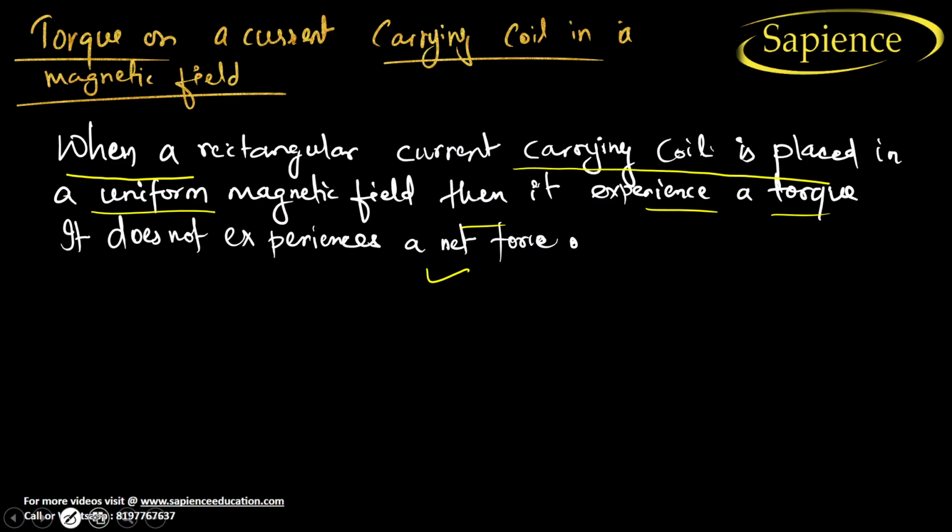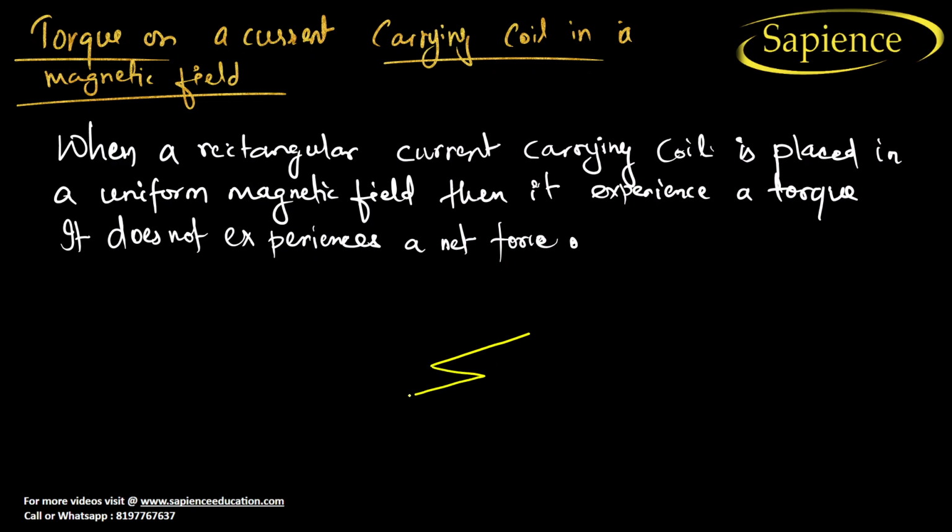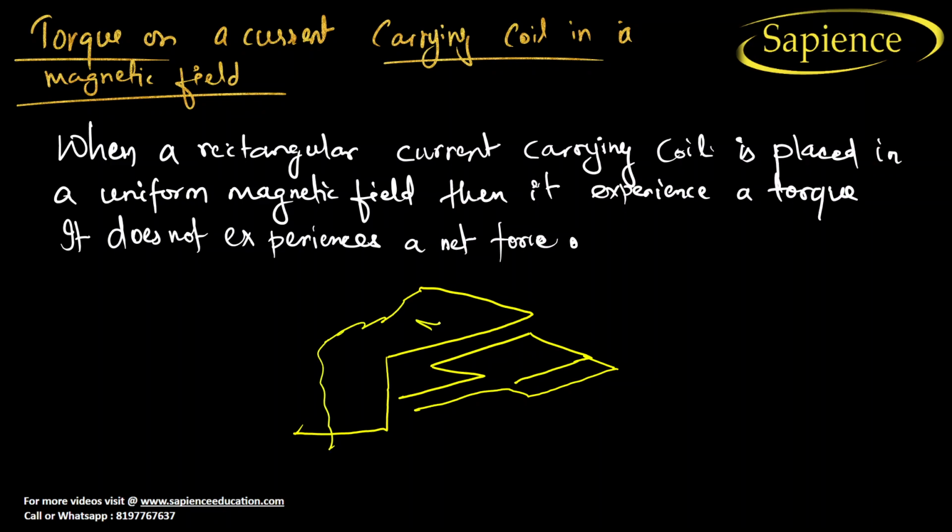What do you mean by this? Try to understand here. Let us suppose this is your current carrying coil, and it has been kept in a uniform magnetic field. Let us suppose this is a magnet. This is your north pole and this is your south pole, right? Got it?